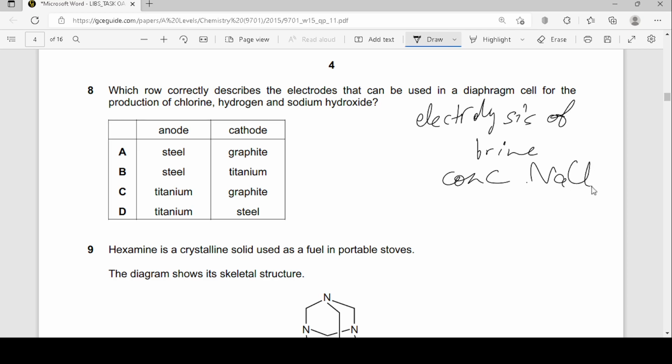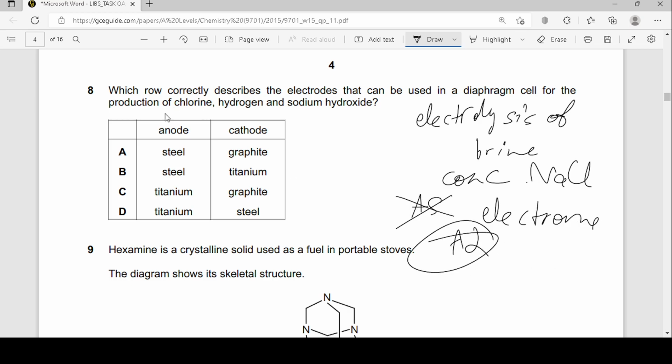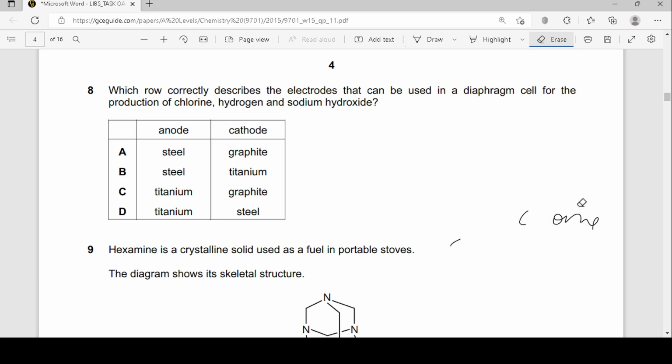Anyways, this was removed from the AS chemistry syllabus. Electrochemistry is not in the AS chemistry syllabus, and it is in the A2 syllabus, but I think what is the anode and what is the cathode, those are not in the syllabus anymore, in the whole A-level syllabus. So it doesn't really matter, you can skip this question.